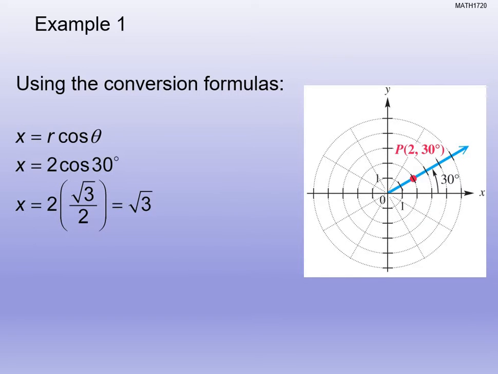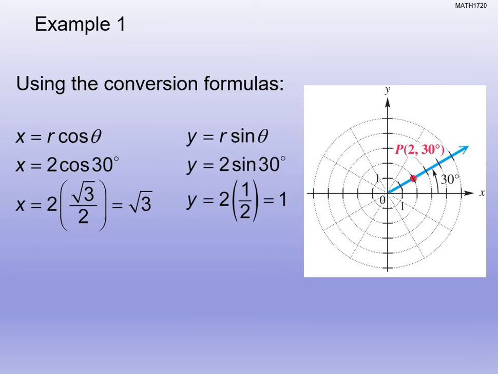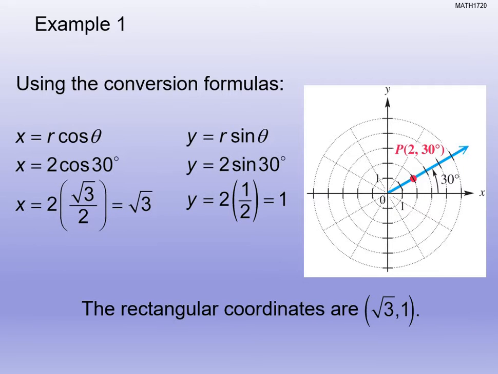So x equals 2 cosine of 30. Cosine of 30 is square root of 3 over 2, times 2, ends up giving us square root of 3. Then y equals r sine theta, so you have 2 times 1/2 equals 1, because sine of 30 is 1/2. We've been doing that all year long. So that's our rectangular coordinates: square root of 3, comma 1.